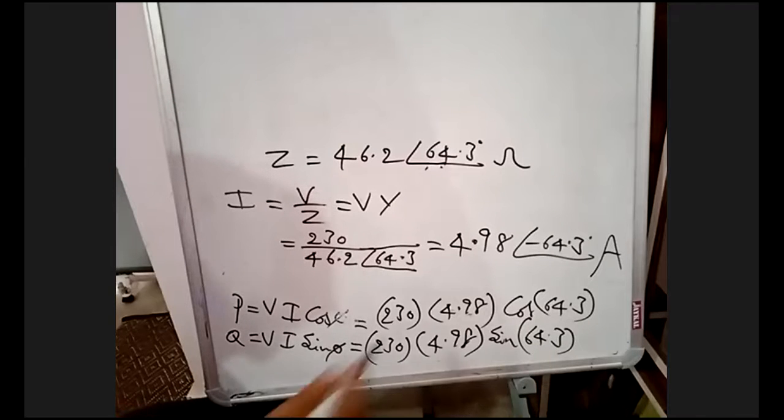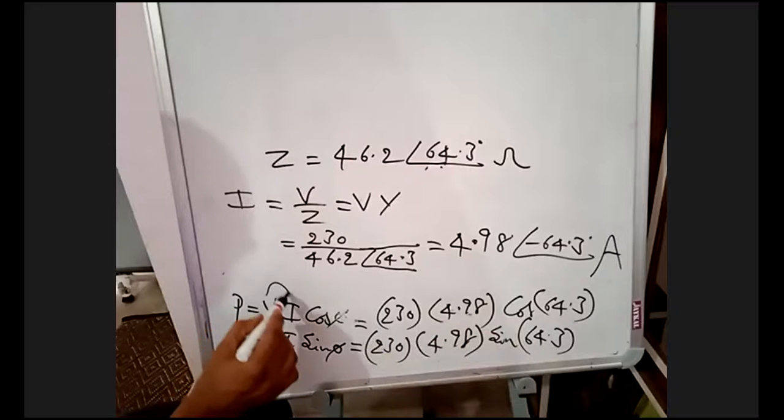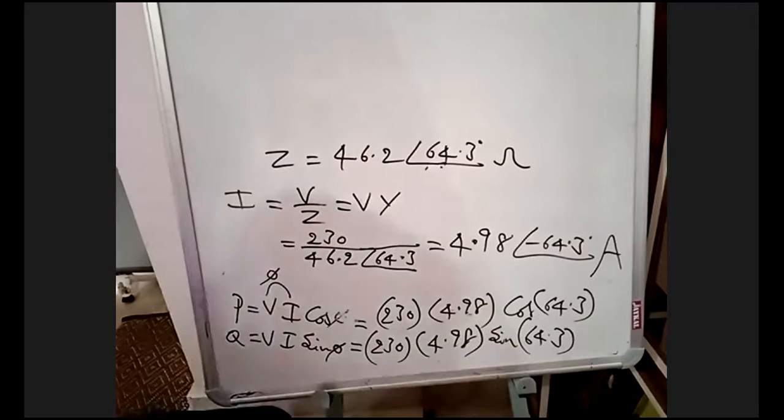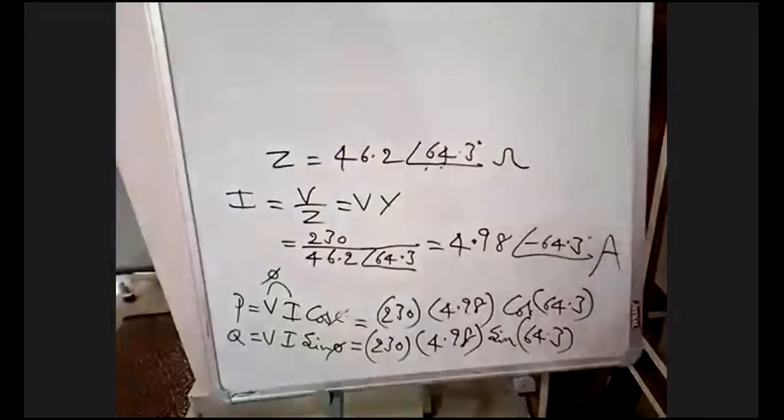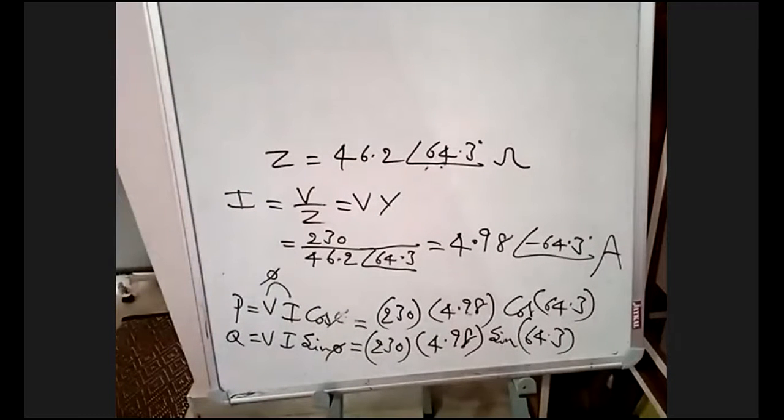I am not taking the angle here because phi is the angle between voltage and current. Take only magnitudes for voltage and current. Don't take the angles because phi is the angle between voltage and current. Anyway, we are taking phi as 64.3. Whatever the angle you are getting for Z, that is your power factor angle.